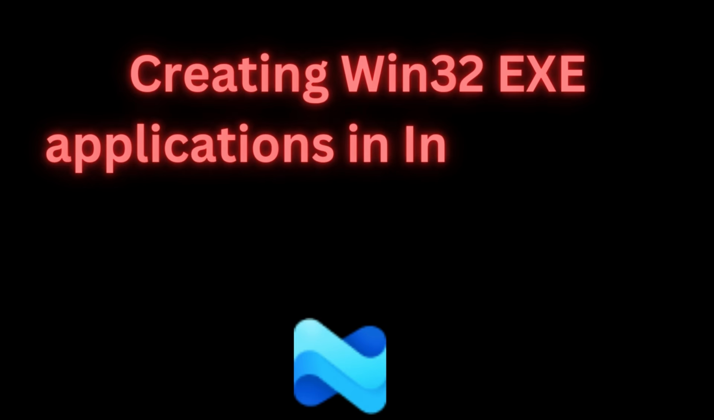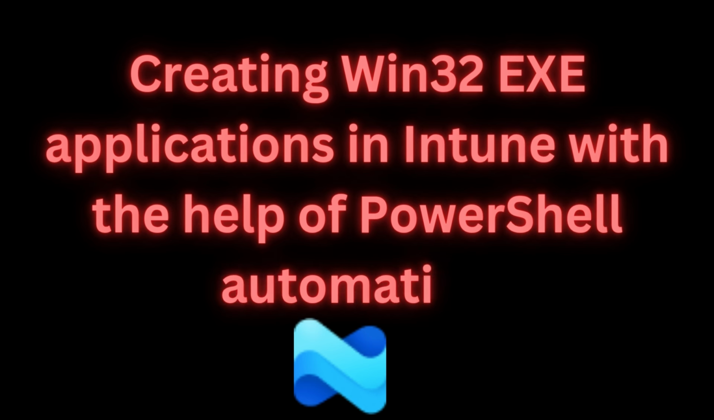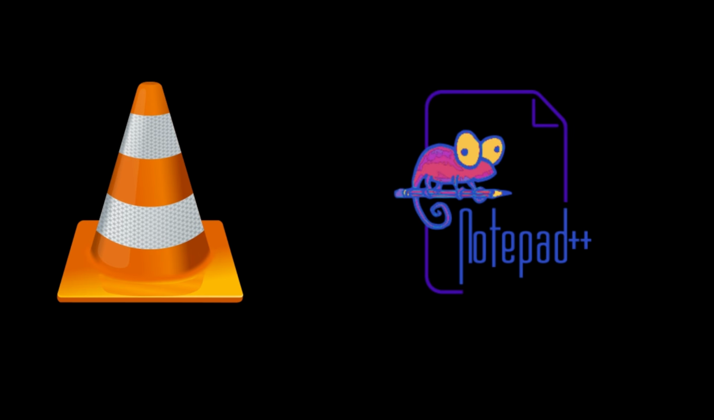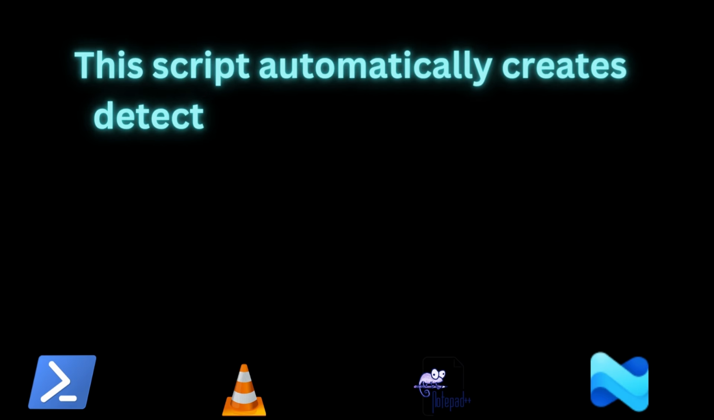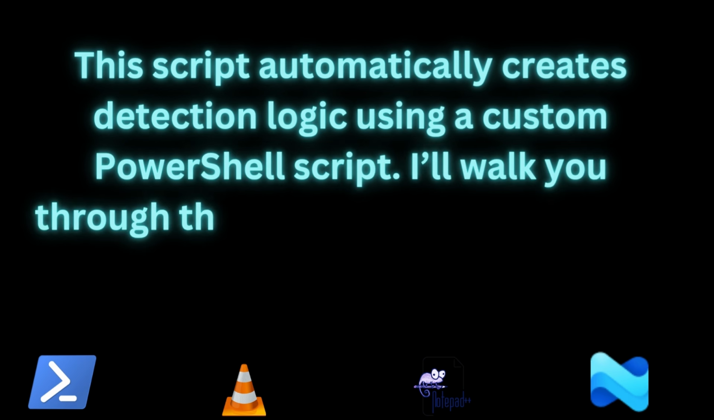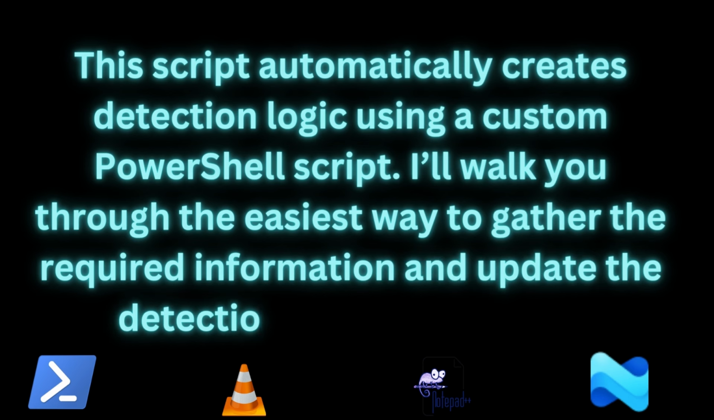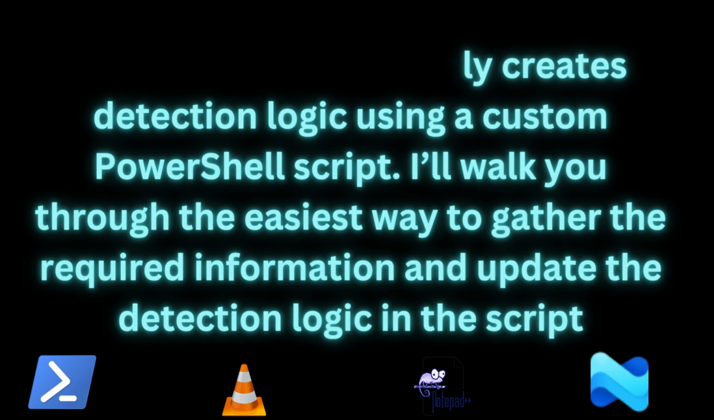So today's video focuses especially on creating Win32 EXE application in Intune with the help of PowerShell automation. As a demo, we will package and publish VLC Media Player and Notepad++. This script automatically creates detection logic using a custom PowerShell script, and I will walk you through the easiest way to gather the required information and update the detection logic in the script.